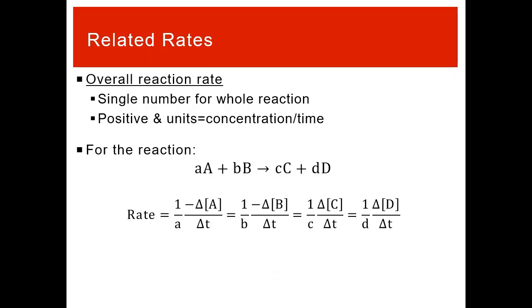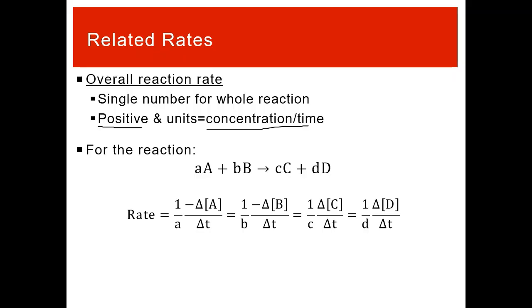We call that the overall reaction rate. So this is a single number that characterizes the entire reaction. When you do an experiment, you measure the concentration change of one thing, a reactant or a product. But you want to get a single number that anybody studying that reaction can use and compare, right? Person A might be using one of the reactants, person B might be measuring one of the products. You want to get a single number that you can both compare. The overall reaction rate should be always positive, and the units are concentration over time.